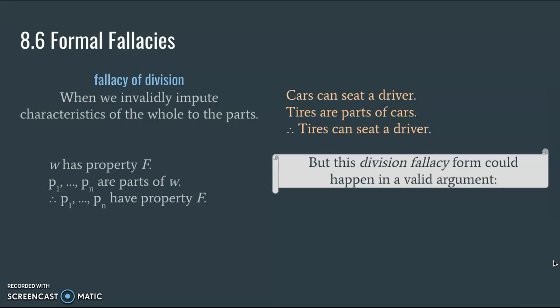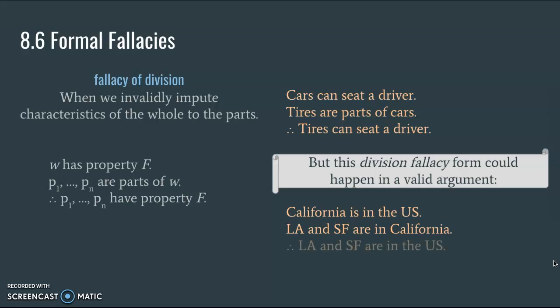But this division fallacy could happen in a valid argument. It might look something like this. California is in the US. Los Angeles and San Francisco are in California. Therefore, Los Angeles and San Francisco are in the US. So again, just like the composition fallacy, it seems that semantics might be playing a role here. But I'll just leave it at that in terms of my disagreement with the textbook. I'm in favor of considering this a semantic fallacy.